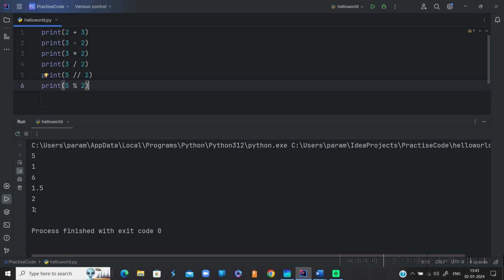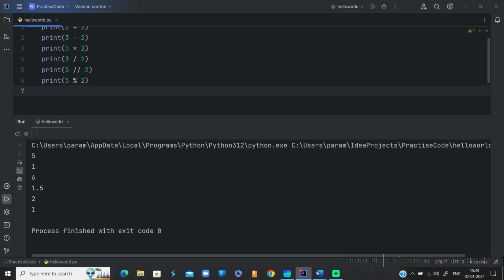Until now, we understood some small arithmetic operations. It is very simple. It is like a calculator. Python working as a calculator. This 5 by 2, 3 by 2, 3 into 2, 3 minus 2, 2 plus 3, all these are called expressions. Here 2 is an operand, 3 is an operand, plus is the operator. So we have to remember like this. This is the expression, these are operands, this is the operator.